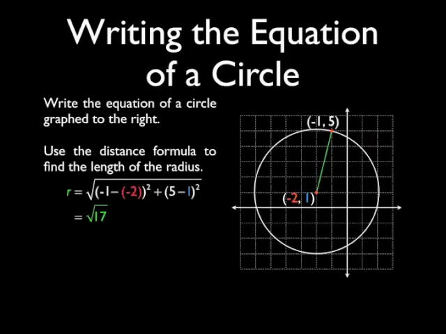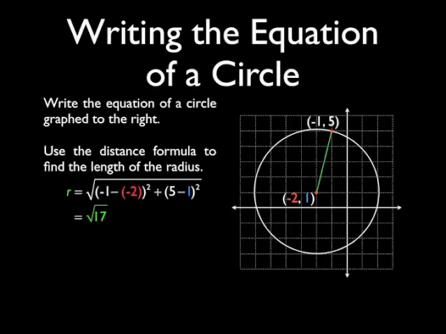So take our x-coordinates, subtract them, square it. Take our y-coordinates, subtract them, square it. Add that together, take the square root. We find out that the radius is the square root of 17. Do not punch that into your calculator. Don't do anything with it. Leave it as the square root of 17. And you'll see why in our very next step. You don't want to work with decimals. Trust me on this one.